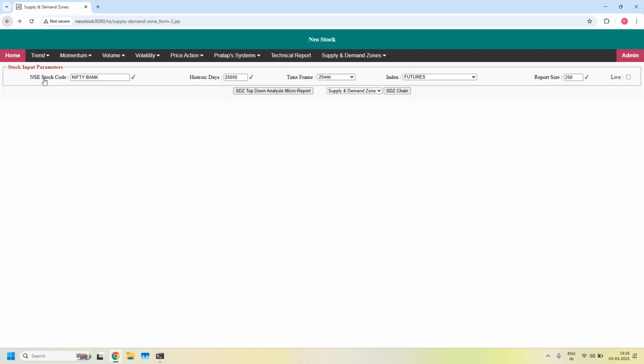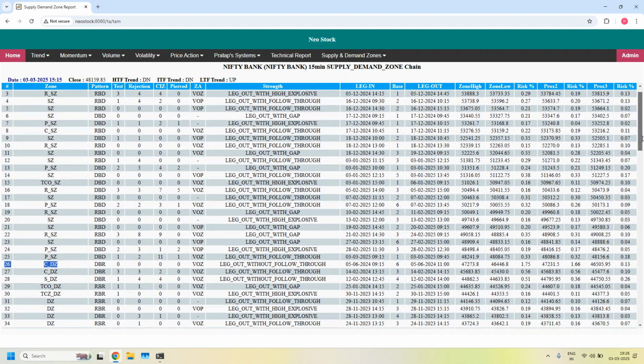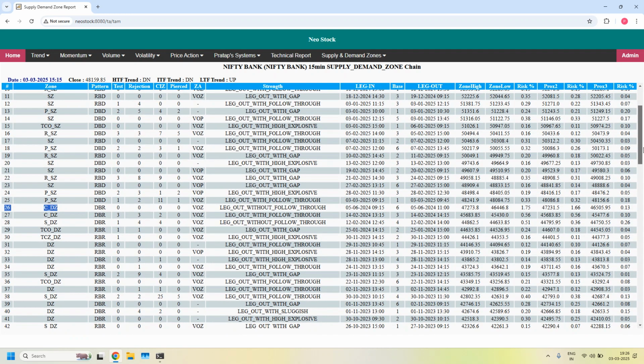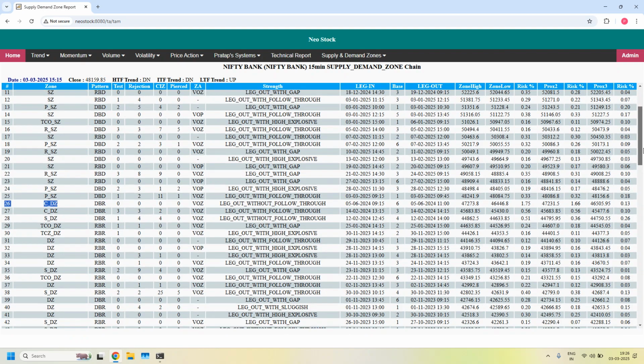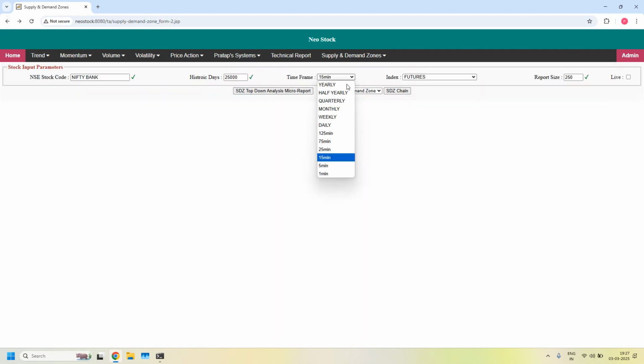Next, 15 minutes supply demand zone chain for Bank Nifty. So let me adjust in the center. Next, 5 minutes supply demand zone chain for Bank Nifty.